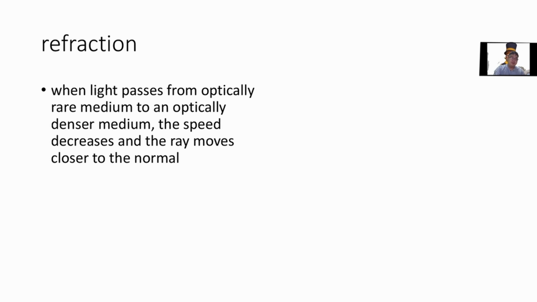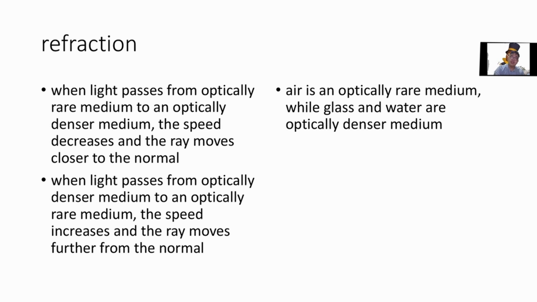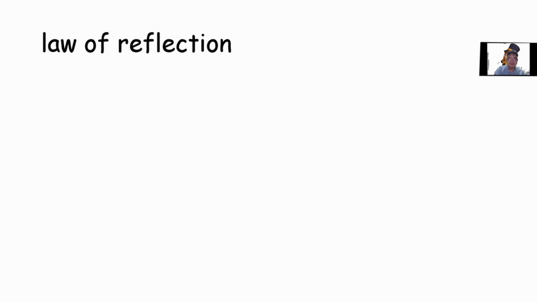When light passes from an optically rare medium to an optically denser medium, the speed decreases and the ray moves closer to the normal. The same goes vice versa. Air is an optically rare medium, while glass and water are optically denser media. As for why they are named like that, I do not understand.